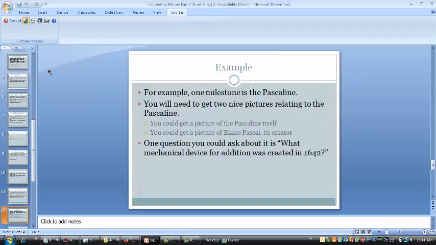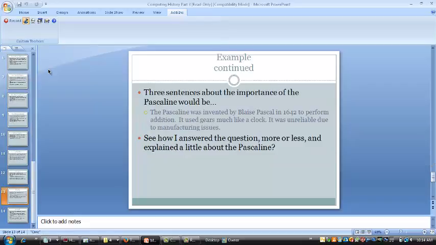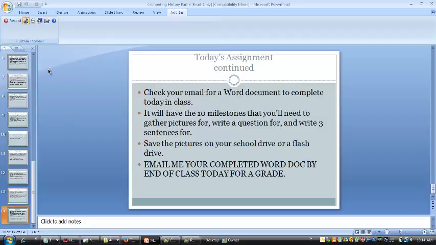So for example, one milestone is the Pascaline. So we can get 2 pictures off the internet and save them on our student drives or flash drives of the Pascaline. And then one question you might propose about the Pascaline is, what mechanical device for addition was created in 1642? And then you're going to write 3 sentences to answer your question and kind of explain to the user what the Pascaline is. The Pascaline was invented by Blaise Pascal in 1642 to perform addition. It used gears much like a clock. It was unreliable due to manufacturing issues.